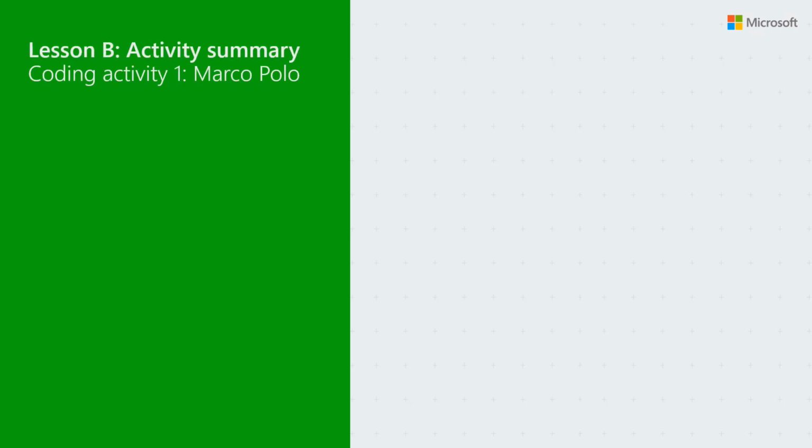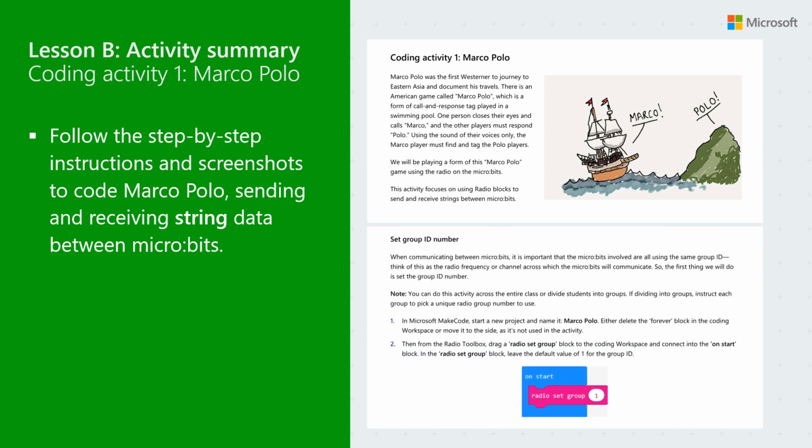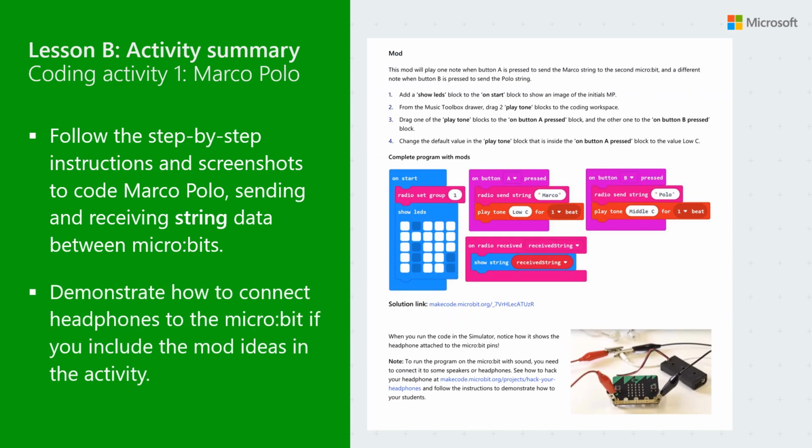Now with lesson B, there are two coding activities. The first activity is coding a version of Marco Polo that sends and receives string data between microbits. And again, if you decide to set up the headphones, you're going to need crocodile clips. And you'll have to demonstrate that.